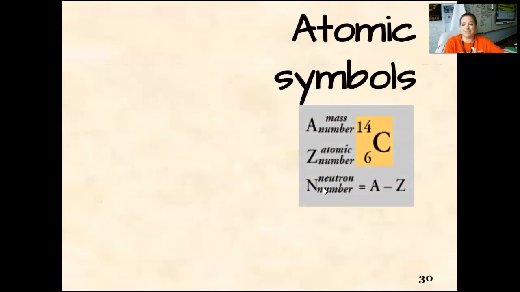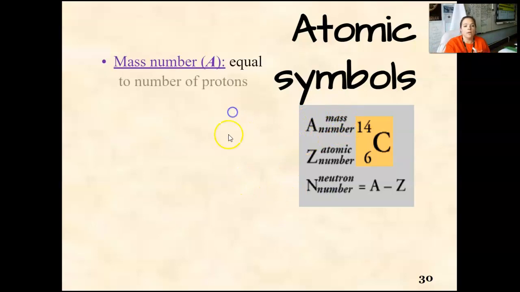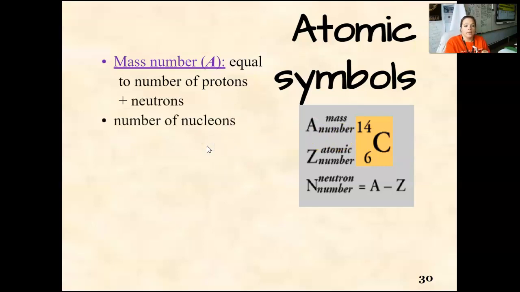So now we have atomic symbols. Page 9 of your reference tables, and we are looking right about here. Looking at this, we have the first thing, A. That one equals the total number of protons and neutrons together, like everything all together. That is the number of nucleons, what's in the nucleus.